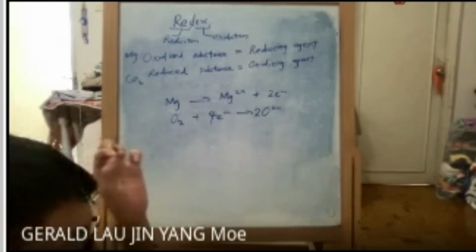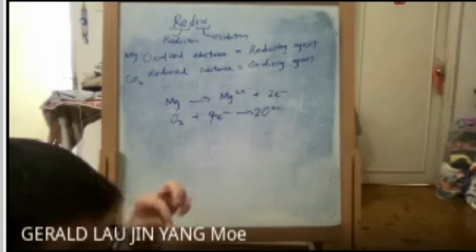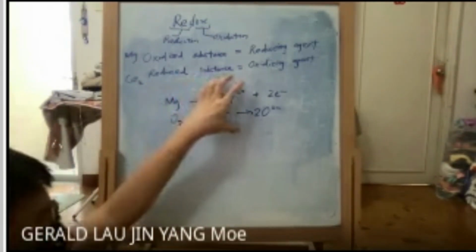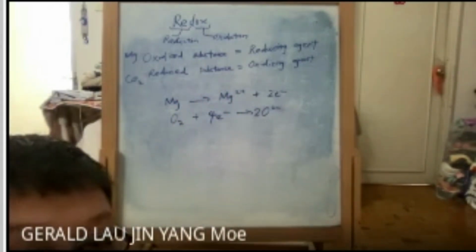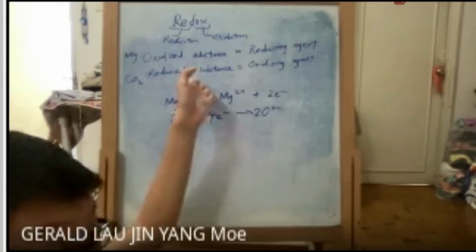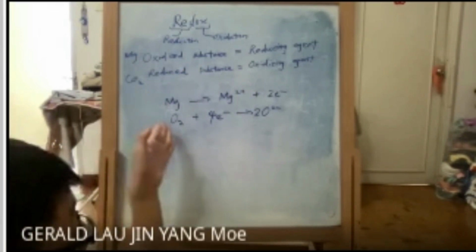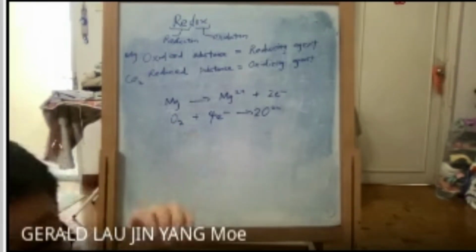This is the most common one, which later on you will use in electrochemistry. Normally we focus on this one, electron transfer. And remember, of course, if something undergoes oxidation, that means it is the reducing agent. Oxygen undergoes reduction, so it is the oxidizing agent.